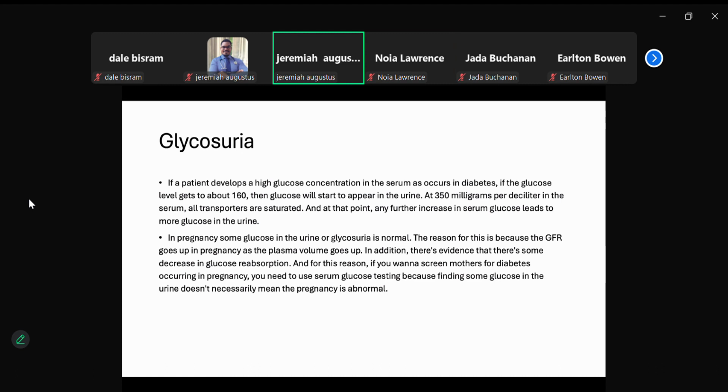All right. In pregnancy, however, it's normal to have some glucose in the urine, because the GFR increases in pregnancy and not all the glucose is reabsorbed. So it's normal to have a little bit of glucose in pregnancy. That is why we don't do a urine test for diabetes in pregnancy, because you might have some glucose in it. You have to do a serum test instead. The OGTT is the gold standard for that.